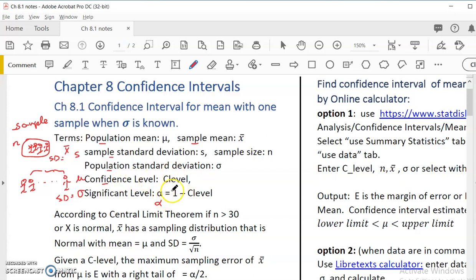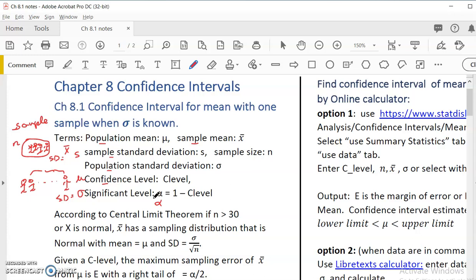And of course, they are complements of each other. So if you have alpha, the confidence level would be 1 minus alpha. If you have the confidence level, alpha will be 1 minus the confidence level. Okay. So for the confidence level abbreviation, there are no letters. They just say confidence level. So we have all these 6 terms.